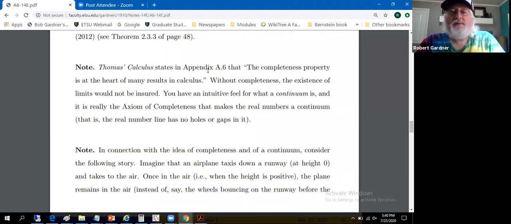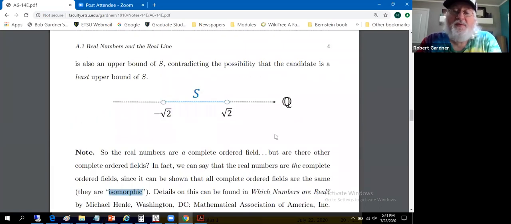Our textbook says in this appendix, the completeness property is at the heart of many results in calculus. That's why we're doing this. Without completeness, I say, this is me talking now, without completeness, the existence of limits would not be ensured. Now, you got an intuitive feeling for what a continuum is, and it's really the axiom of completeness that makes the real numbers a continuum. In other words, the real number line doesn't have any holes or gaps in it. The rational number line is full of holes and gaps. Got a gap at the square root of 2, for example.